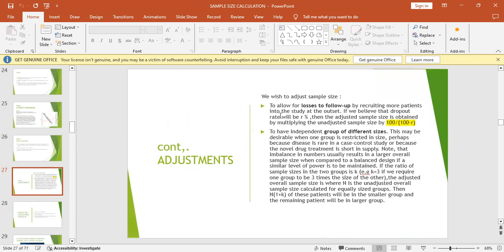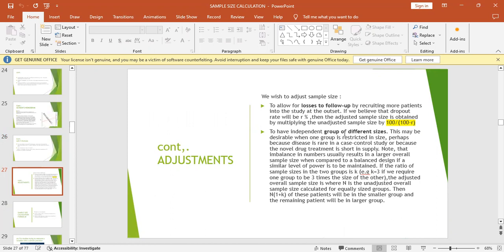Now the adjustments. There are two types that we need adjustment for. First is the loss to follow up, and the other is groups of different sizes. To allow for losses to follow up, recruit more patients into the study at the outset. If we believe that the dropout rate will be R%, then the adjusted sample size is obtained by multiplying the unadjusted sample size by 100 over 100 minus R.